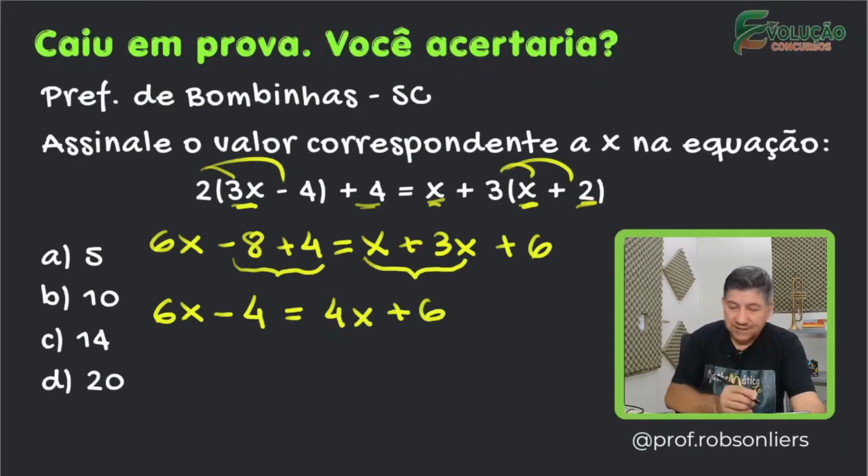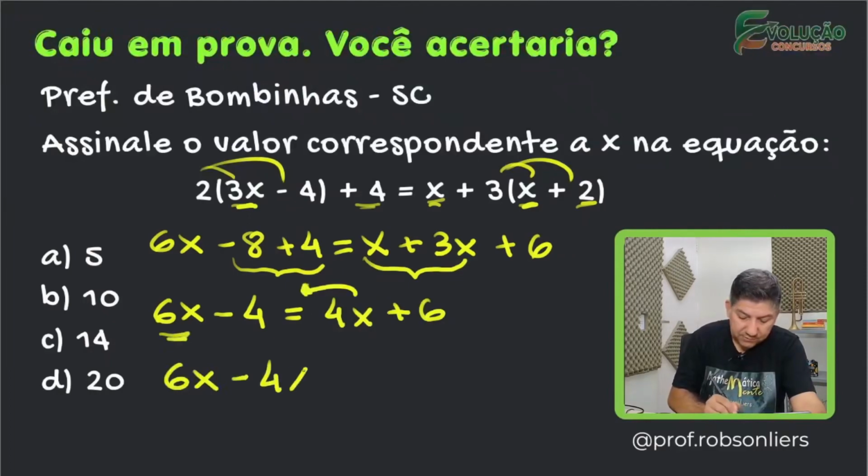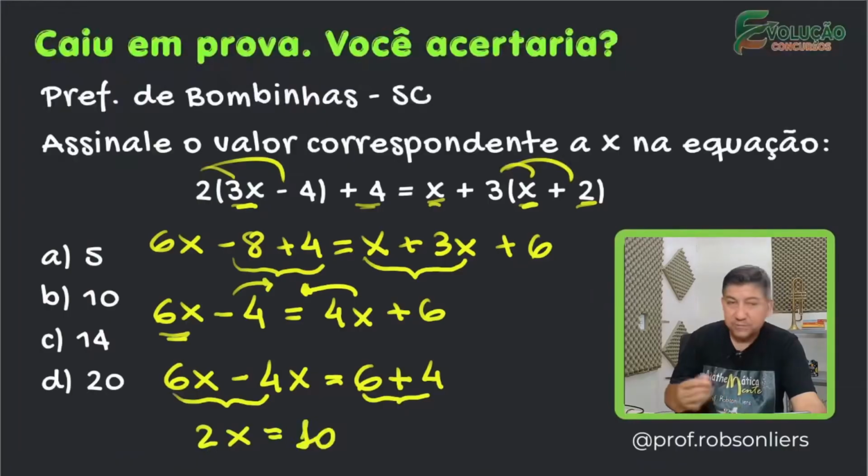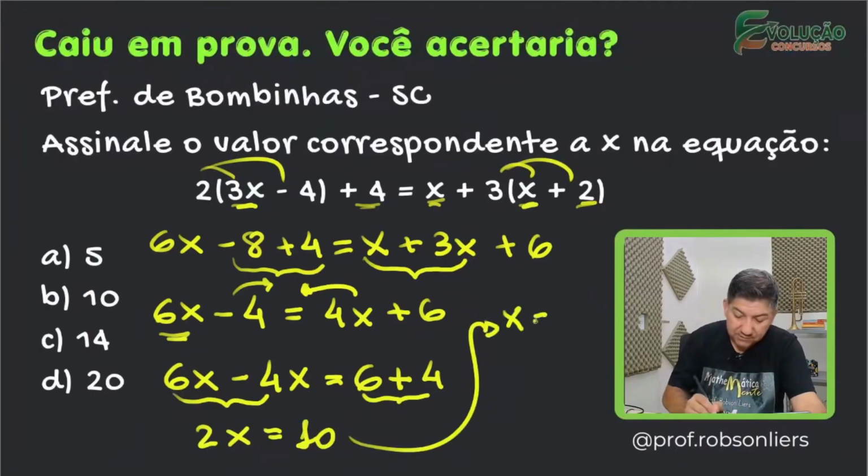Everything with a letter on one side, everything with a number on the other. I'll leave the 6x on this side. 4x goes to the other side, minus 4x. That's equal. Plus 6, and the minus 4 I move to the other side, plus 4. 6x minus 4x equals 2x. So 2x equals 6 plus 4 equals 10. 2 is multiplying x. We can move it to the other side by dividing. So x equals 10 over the 2, since it moved down as a divisor. 10 divided by 2 is 5, so x equals 5.